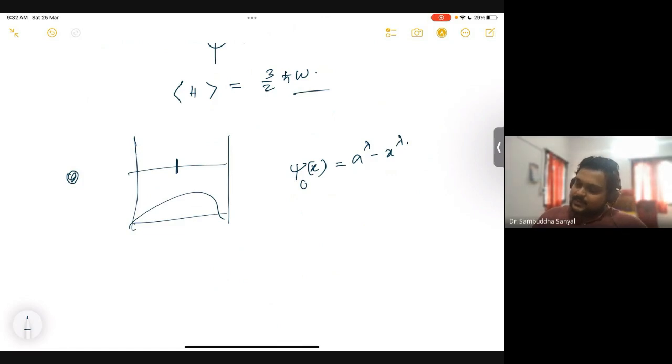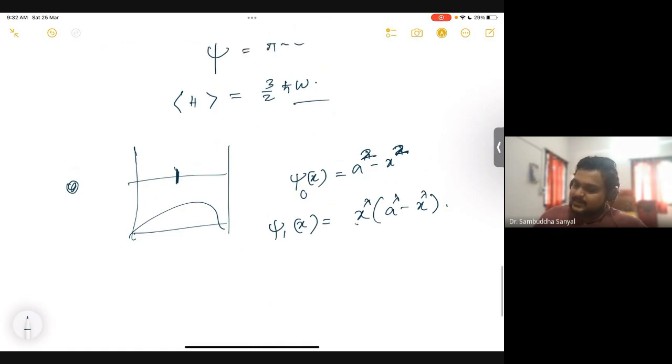So you can try to think of the first excited state as x into a minus x, if I just write it in terms of a quadratic function. So let's not take the lambda, let's take it to be square or some other power. Then you can of course put also this power, because I want this to be 0 somewhere in the middle. So x minus a by 2 actually.